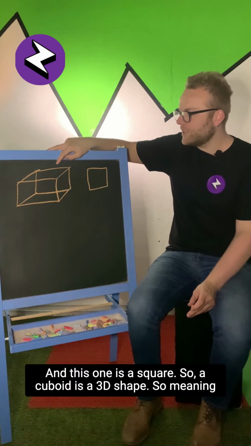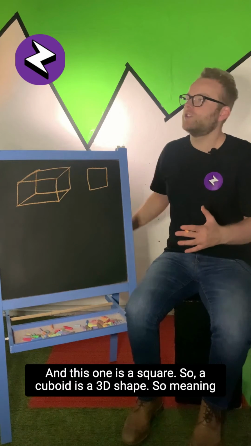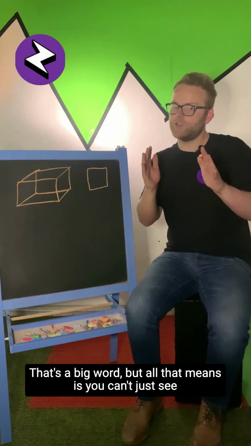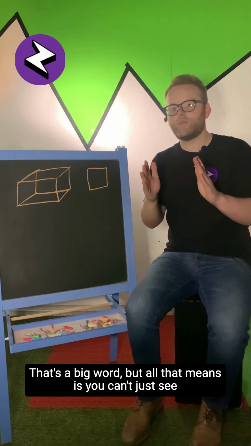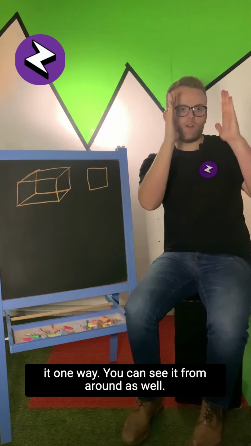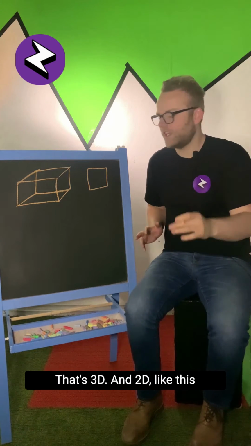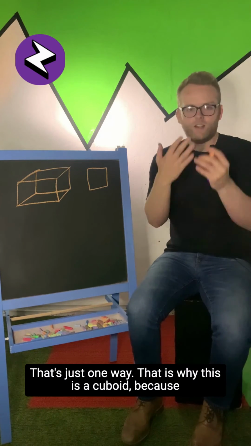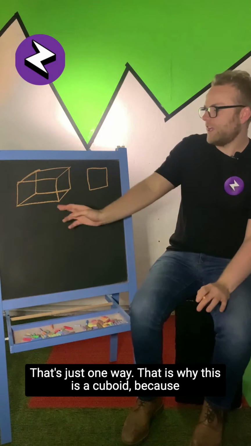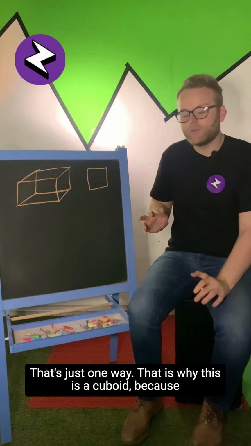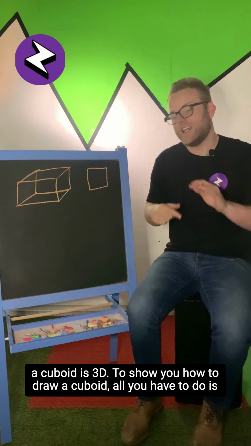So a cuboid is a 3D shape, so it means it's not one-dimensional. Now that's a big word, but all that means is you can't just see it one way, you can see it from around as well. So that's 3D. And 2D, like this, that's just one way. And that is why this is a cuboid, because a cuboid is 3D, okay?